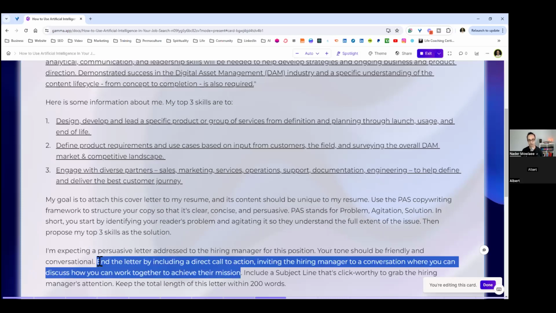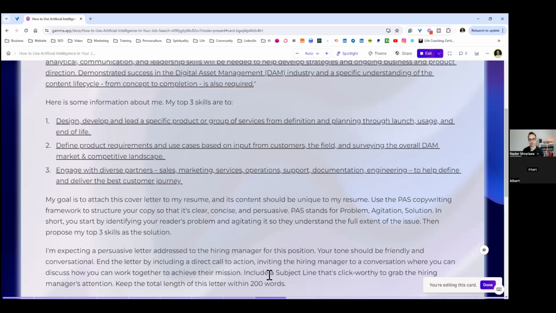This is powerful, so powerful. Part of the prompt: include a subject line that's click-worthy, attention-grabbing. It's a marketing hook, for those that have a marketing background, to grab the hiring manager's attention. Keep the total length of the letter within 200 words.